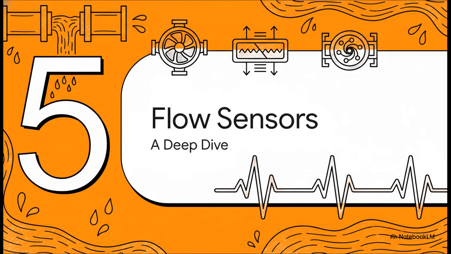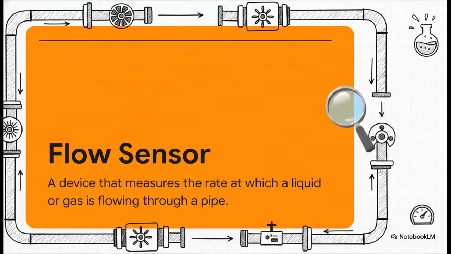And that leads us to Section 5, Deep Dive on Flow Sensors. By definition, flow sensors measure the exact rate of movement of liquids or gases safely contained within piping systems. It's a completely non-negotiable metric for maintaining pressure and chemical safety in any large-scale operation.